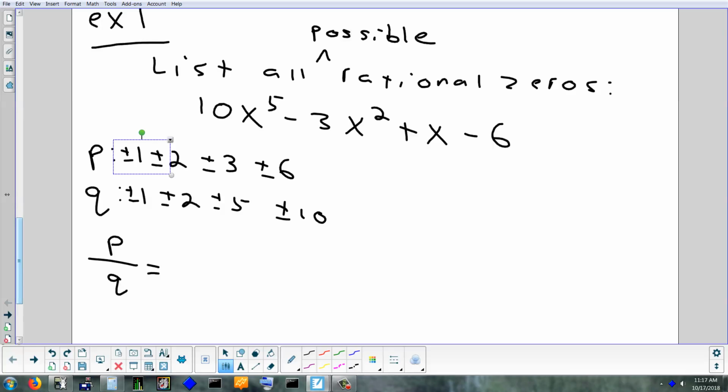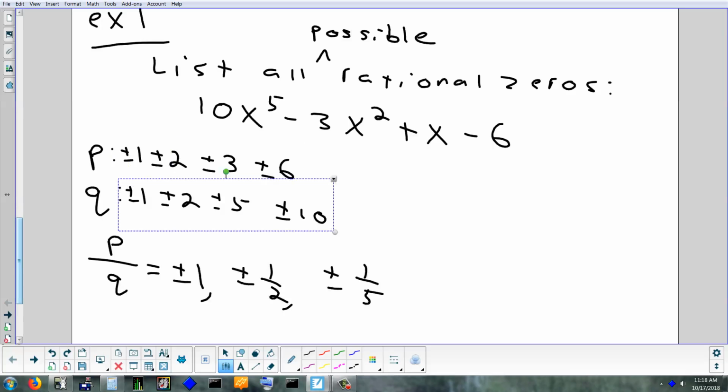So we'll start with the first one. Let's let p be plus or minus 1, and we're going to put it over every different q. So we have plus or minus 1 over 1, plus or minus 1 over 2, plus or minus 1 over 5, and plus or minus 1 over 10. Those are all the different possibilities you could have with a 1 for p.